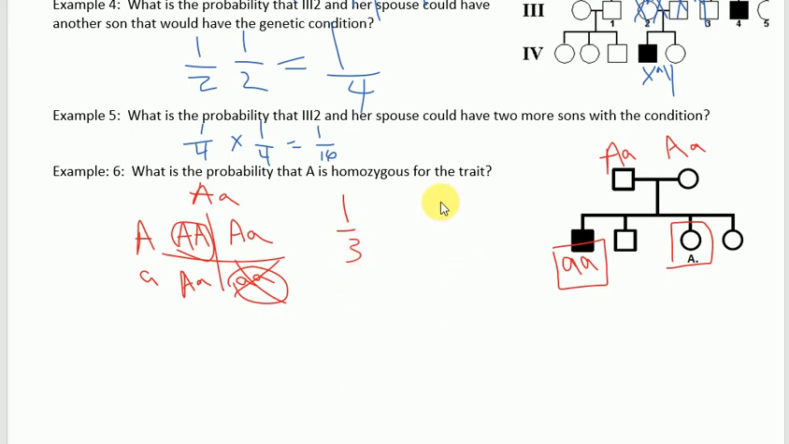Okay, make sure that you practice these pedigrees. Make sure that you understand the steps. Make sure that you remember those, and you should be good to go with the pedigrees.